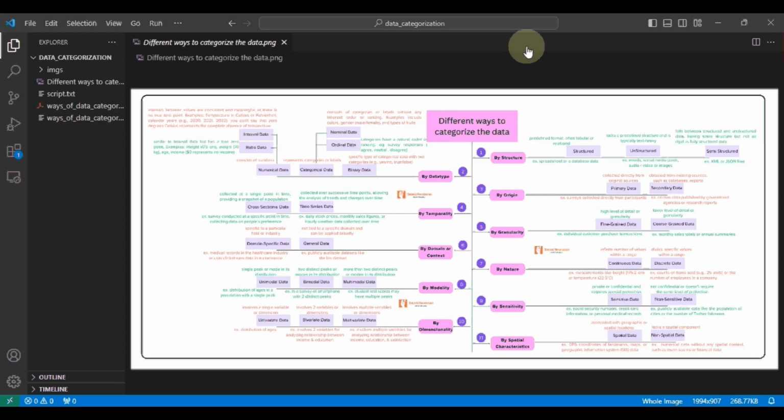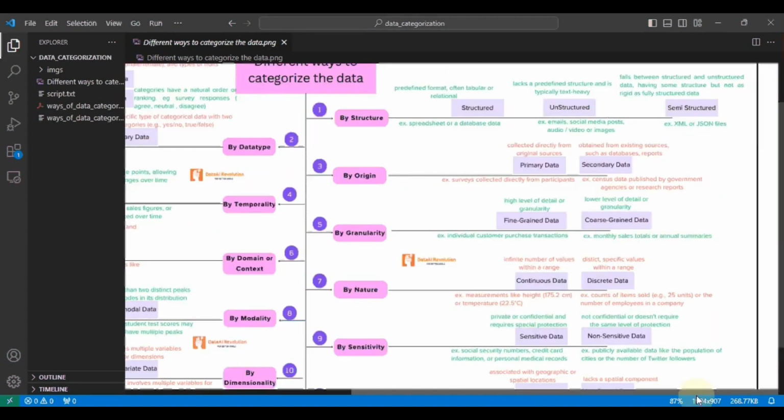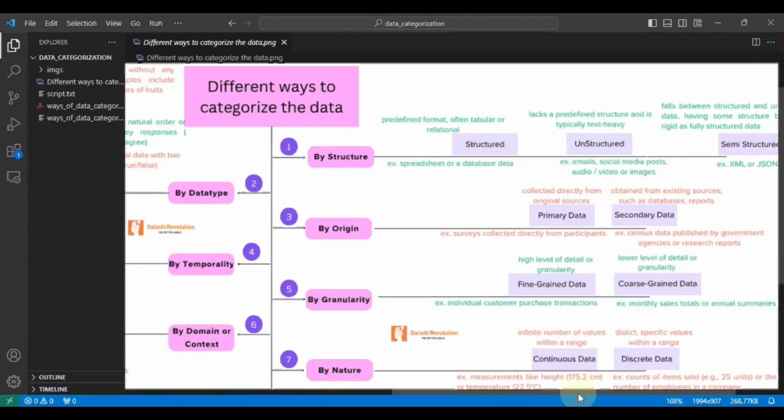You can see in front of you, there is an image. In this particular image, we have categorized data in 11 different ways. But it's not that we can categorize data in only 11 ways. Apart from this, there may be more also. But I think these 11 are the most common and most widely used. So let's discuss them one by one. Let me zoom in a little bit so it will be visible.